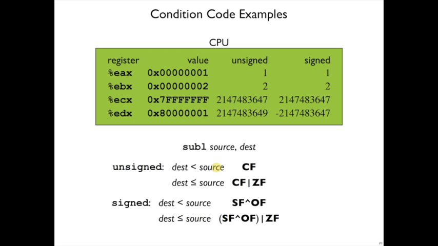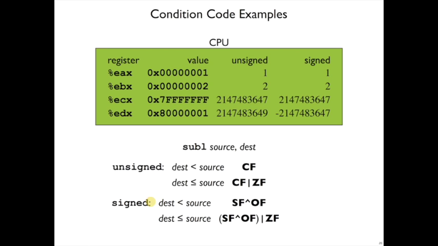We can consider what if destination is less than the source. It turns out in an unsigned interpretation of the subtraction, if dest is less than source, then the CF flag will get set. If dest is less than or equal to source, then either CF or ZF will be set, right? ZF gets set when they're equal.